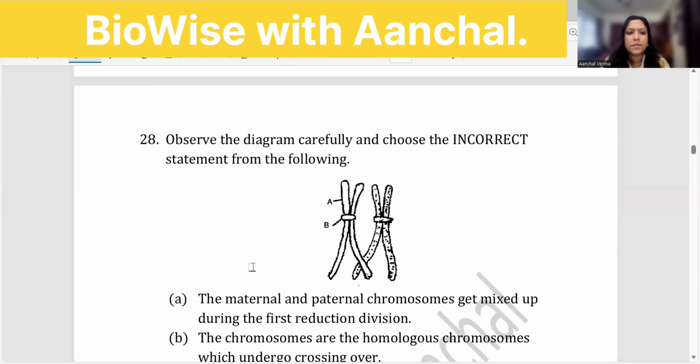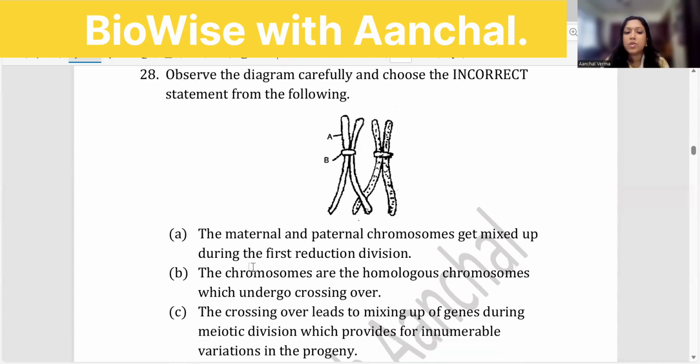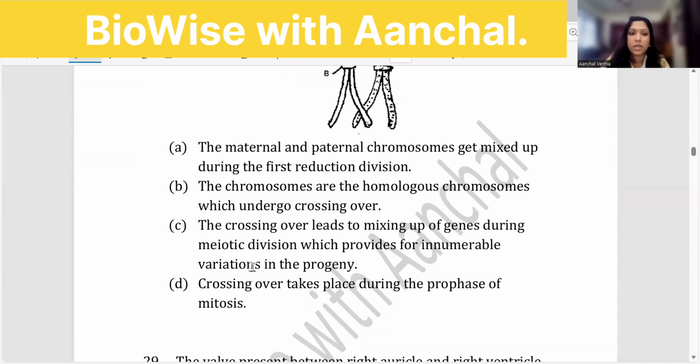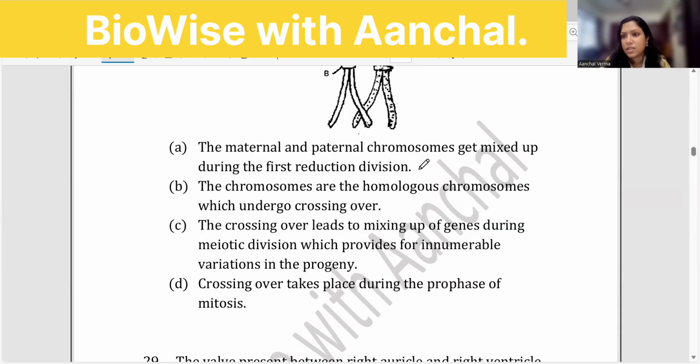Moving to the next, observe the diagram carefully and choose the incorrect statement. So let us see what the statements given are. The maternal and paternal chromosomes get mixed up during the first reduction phase. The chromosomes are the homologous chromosomes which undergo crossing over. Incorrect you have to find. The chromosomes are homologous chromosomes, obviously one from the father, one from the mother. The crossing over leads to the mixing up of genes.